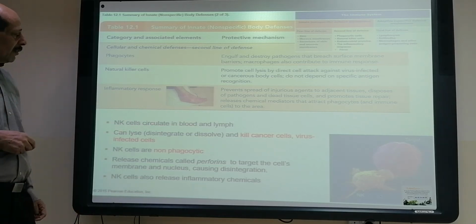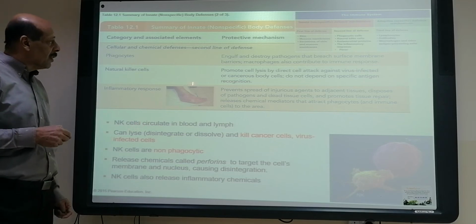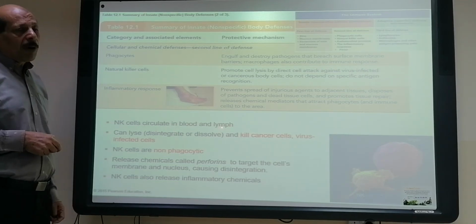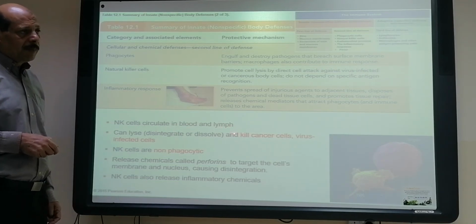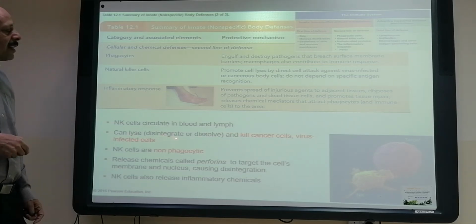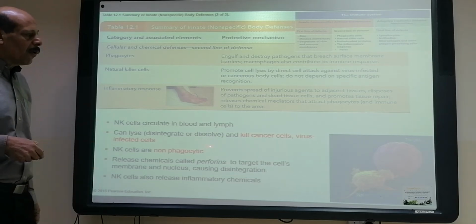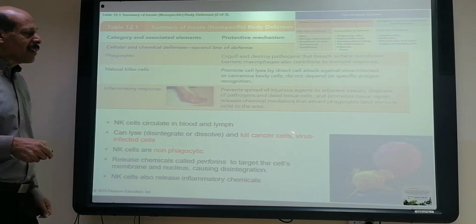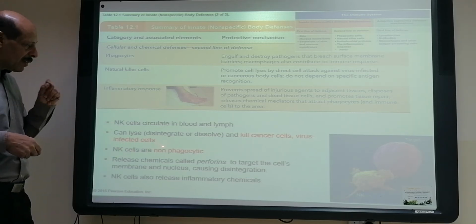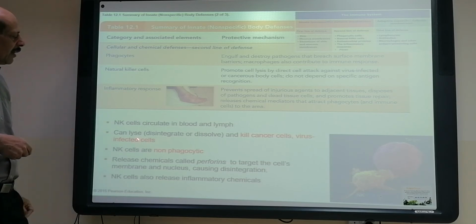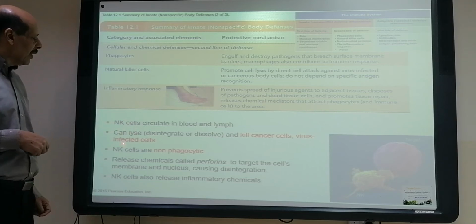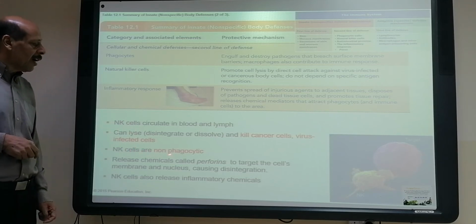We have the natural killer. The natural killer, as we said, are cells which circulate in our blood and also in the lymphatic system. They can lyse, disintegrate, dissolve, destroy and kill cancer cells and virus-infected cells. So the cell which is infected by a virus can also be identified and destroyed by the lysis of the natural killer.